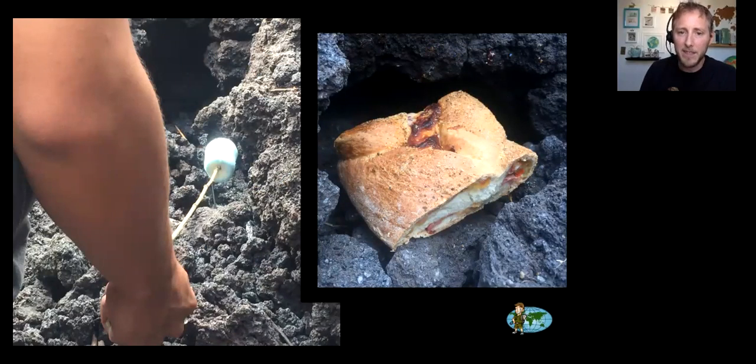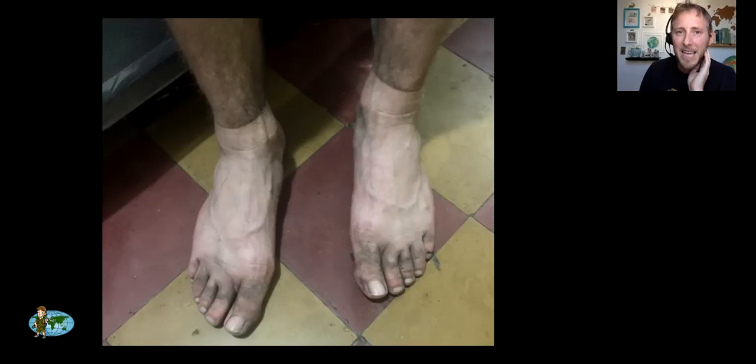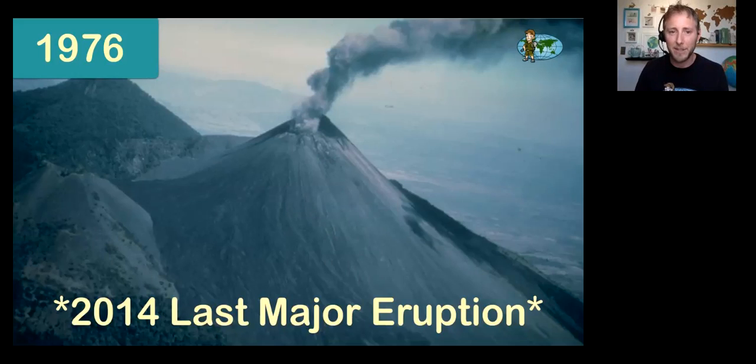All right, again, some of these spots on the lava field is still warm enough after 6 years where you can heat up marshmallows. And this is kind of gross, but it kind of shows you how much ash is just on the ground. And this is when I took my boots off after hiking across the lava fields. You can kind of see all the ash that got into my shoes there. And this is a shot from the 1976 eruption of Pacaya. But again, the last major eruption was in 2014. There have been smaller ones since then, but the last major one was in 2014.